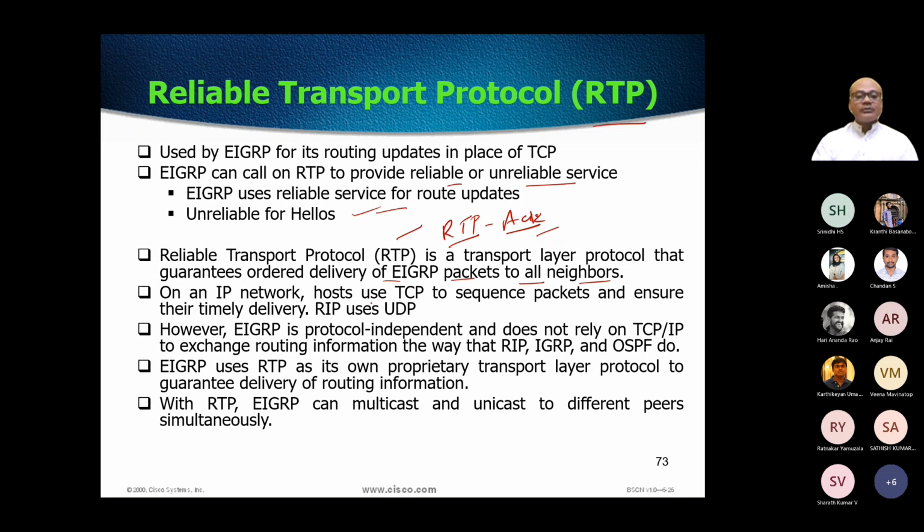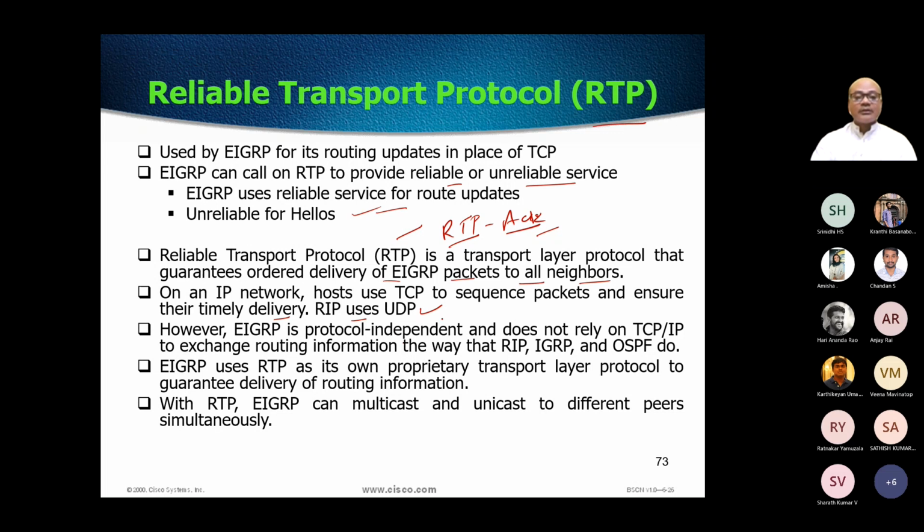And IP networks use TCP to sequence packets and ensure timely delivery. RIP uses only UDP for sequence numbers. So here EIGRP uses timely delivery. It maintains the timing also, what timing has been delivered.